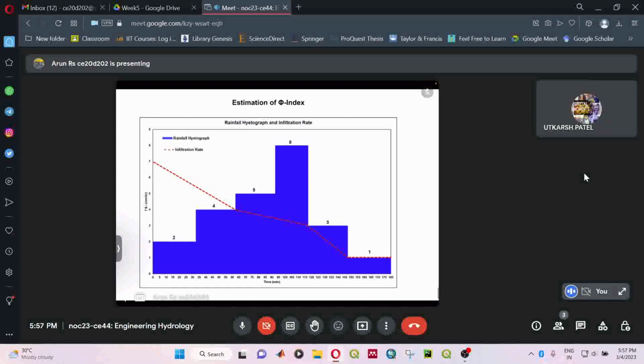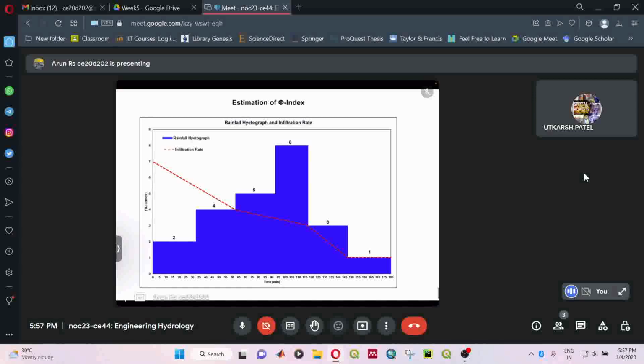Here what they have given is, instead of giving the runoff depth directly, they have given the infiltration rate, and that also infiltration rate is varying like this. It is not a straight line, or it is not a simple curve. From 0 to 60 minutes, it is decreasing from 7 to 4 centimeter per hour, and from 60 minute to 120 minute, it is decreasing from 4 to 3 centimeter per hour, and from 120 minute to 150 minute, it is decreasing from 3 to 1 centimeter per hour, and later it remains constant.